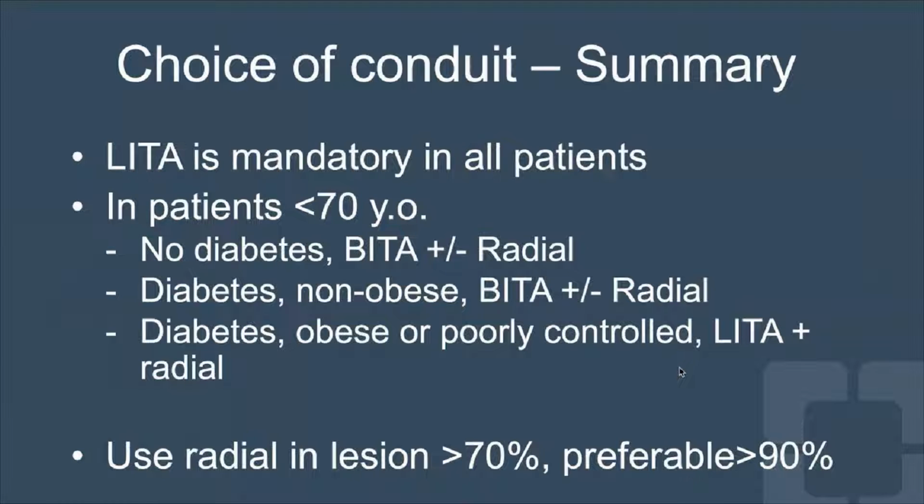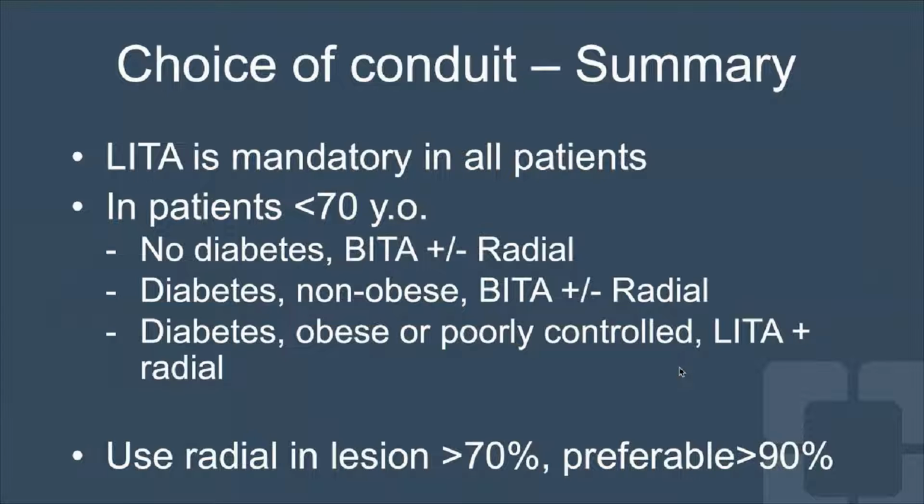And to summarize, regarding the choice of conduits, the usage of the left internal thoracic artery is absolutely mandatory in all patients. In patients who are younger than 70 years old, who are not diabetic, we will also use a bilateral internal thoracic artery, plus or minus a radial artery when appropriate. In patients who are diabetic and under 70 years old and who are non-obese, we still use the bilateral internal thoracic artery plus or minus a radial.